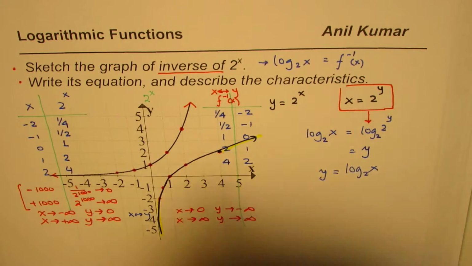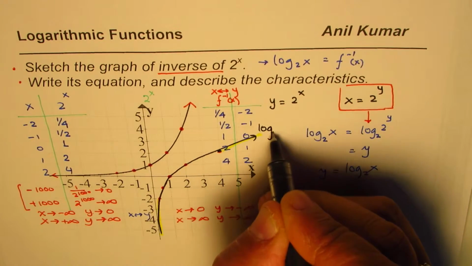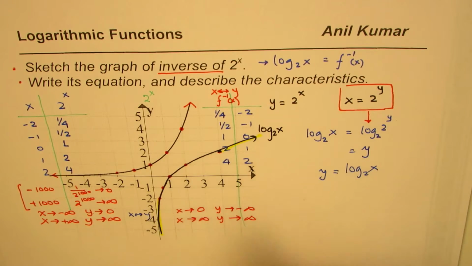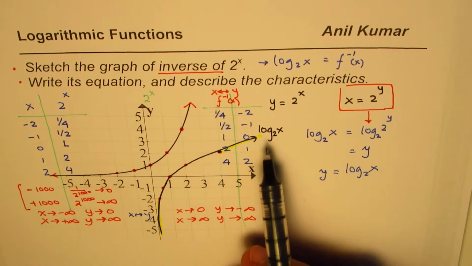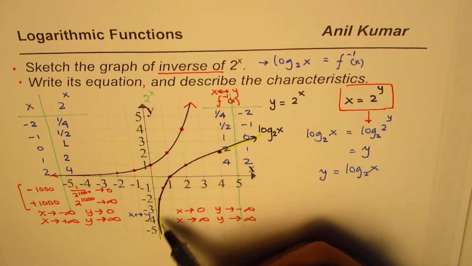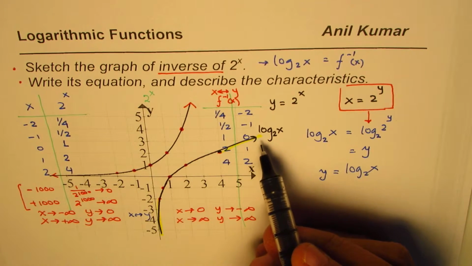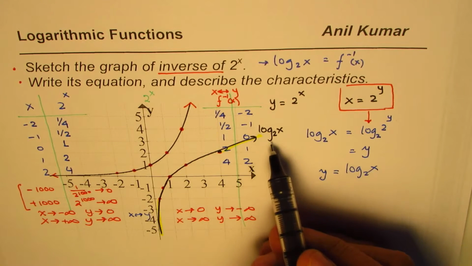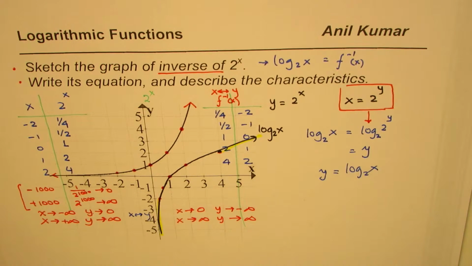So that is the graph for log to the base 2 of x. And this is the inverse of our function, and that is what a logarithmic function is. So whatever graph we are showing here, we call that log to the base 2 of x. You get an idea, right? So this is a new function for us, and that is how we treat it.